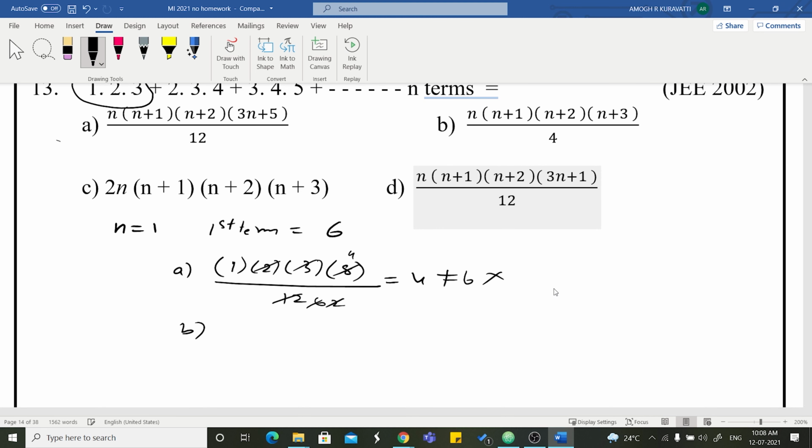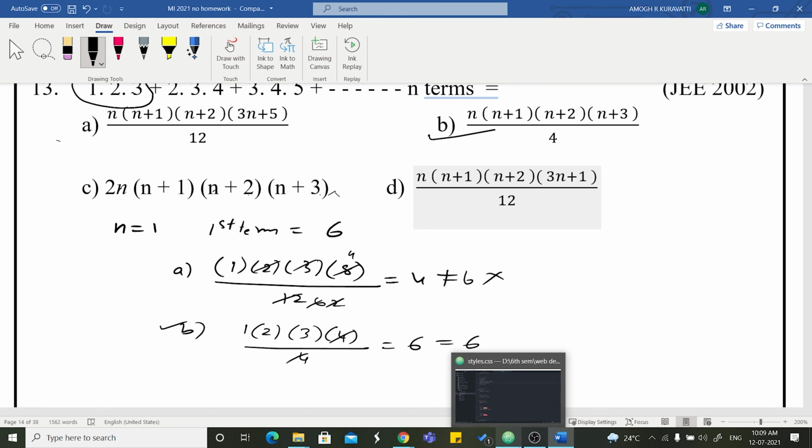Then take option B. Put n is 1 in option B: 1 of 1 plus 1, 2, 1 plus 2, 3, 1 plus 3, 4, by 4, 4 and 4 cancel, 3 twos are 6, equal to 6. So option B. What about option C? Put n is 1: 2, 1 plus 1, 2, 2 twos are 4, 1 plus 1, 2, 4 twos are 8, 1 plus 3, 4, 8 fours are 32. Wrong. Option D wrong. So option B is the right option. Clear?